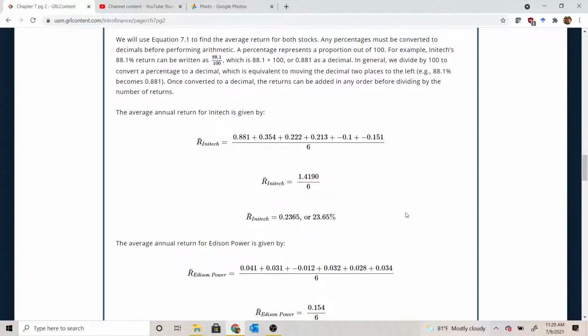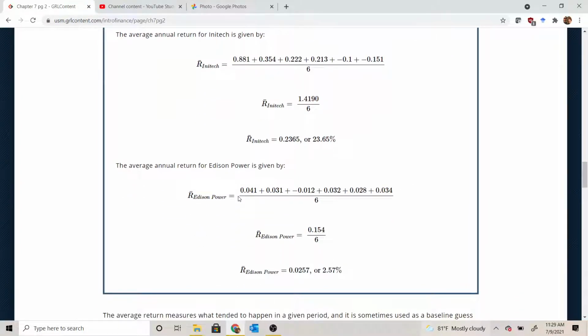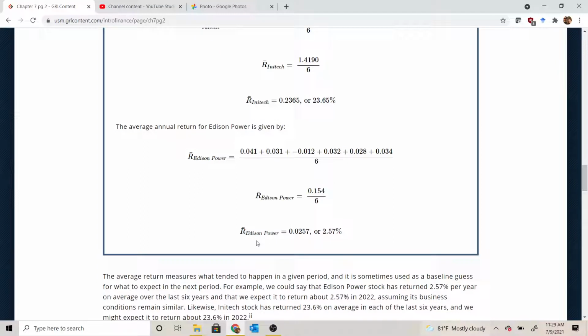If we do the same thing for Edison Power, we just take all the observations and add them up, being careful to record that one negative observation as a negative, add them up, divide by 6, and we see the average was 2.57% for Edison Power.